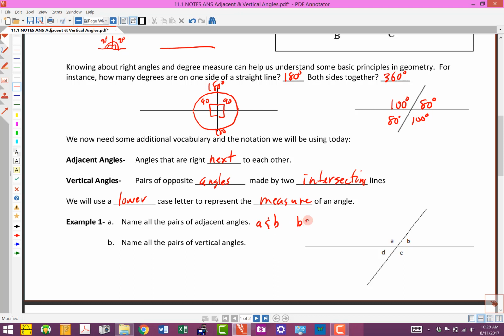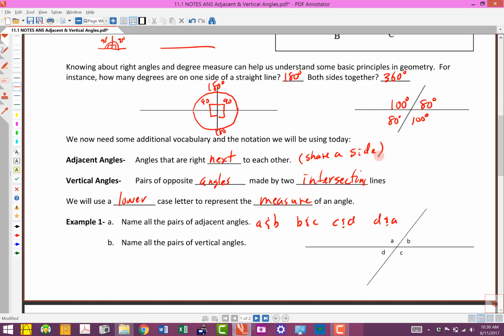We could do B and C. We could do C and D. And the last pair would be D and A. And I'm going to put it like that just so we can kind of see that we were going around the circle this way. There are no other pairs of adjacent angles. There aren't any others that are right next to each other. And when we say right next to, what we mean is they share a side, they share a ray, or they share a segment. So I'm going to write that they share a side.